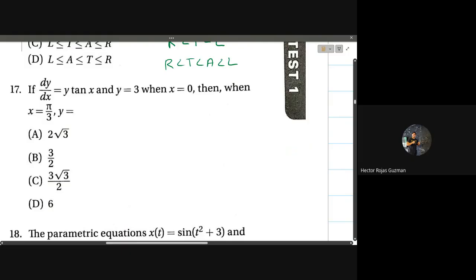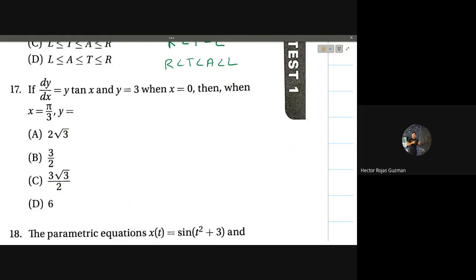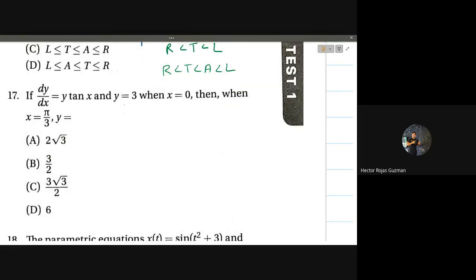Number 17. dy/dx is equal to y tangent of x. y is equal to 3 when x is 0. Then what does y equal when x equals pi over 3? Okay. Well, first thing you want to do, separate the variables. Then, what you want to do is take the antiderivative.